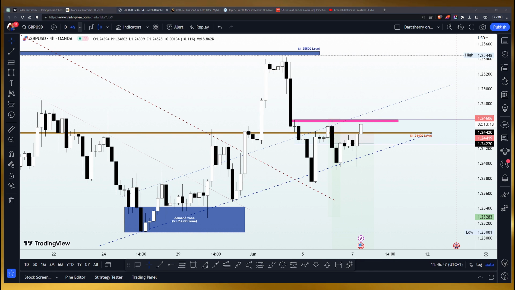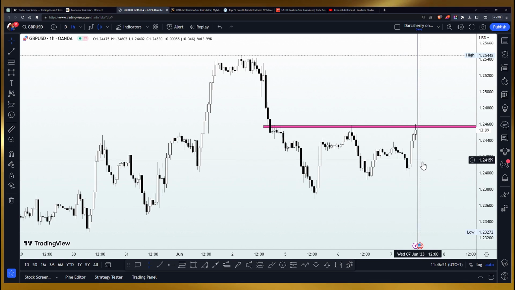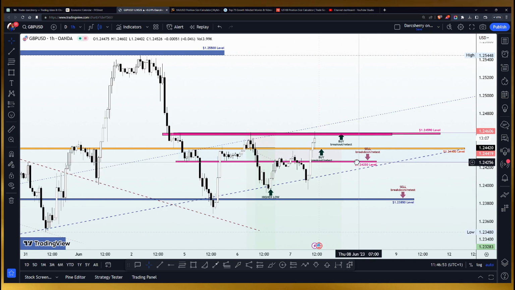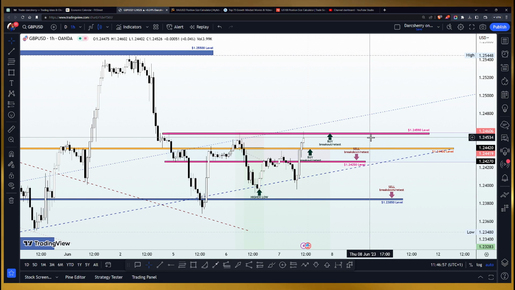Okay, so let's scale down to the 1 hour time frame now. When we scale down into the 1 hour time frame, this is what you will be seeing here. This is the resistance line, the neckline we identified earlier on the 4 hours time frame. It falls around the 1.24590 level. So we want to have a buy stop order above that area.